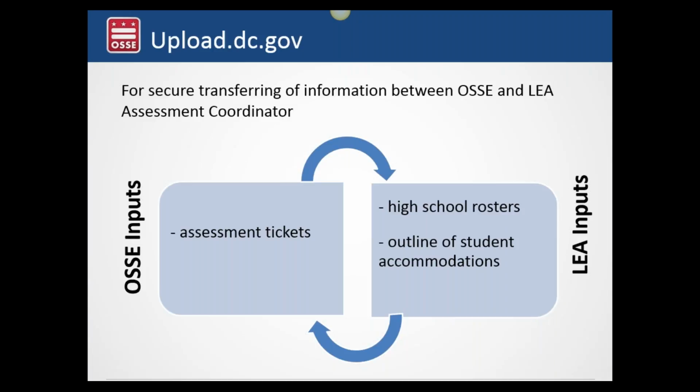So we'll use, again, upload.dc.gov. OSSI will give you the assessment tickets. You will give OSSI the high school rosters and outline of student accommodations.